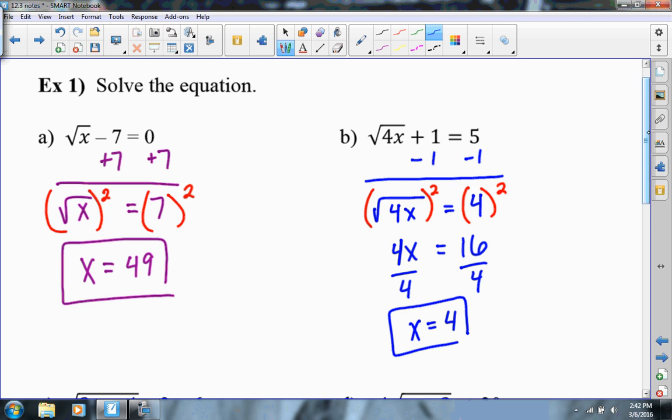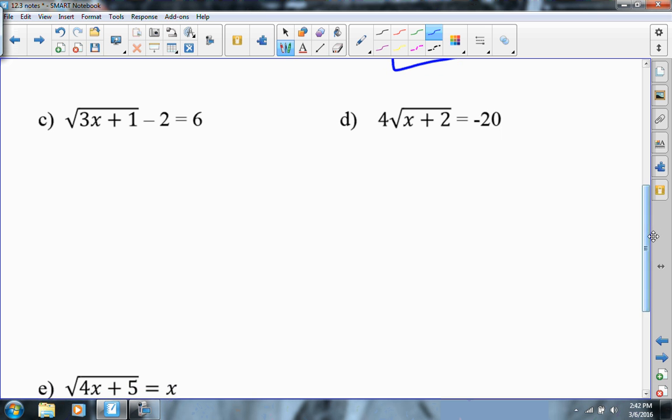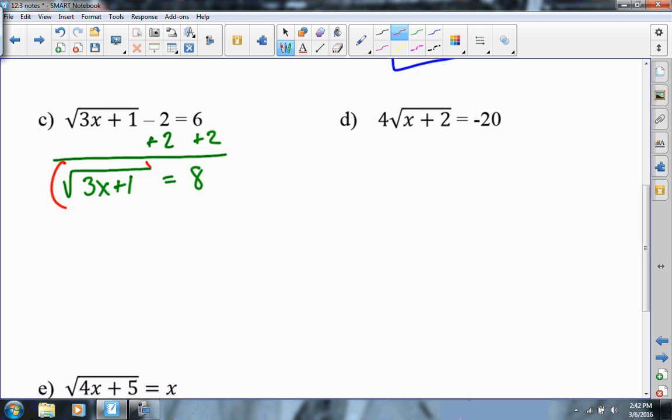Okay, for part C, I'm going to get the radical by itself, and notice that this radical looks even bigger than the one in part B. Here I have 3x plus 1 as my radical. So to isolate that though, I have to add the 2 over to the other side first. So now I have the square root of 3x plus 1, and that will be equal to 8. Now I can't subtract the 1 and divide by 3 until I get rid of that square root. So I have to square both sides.